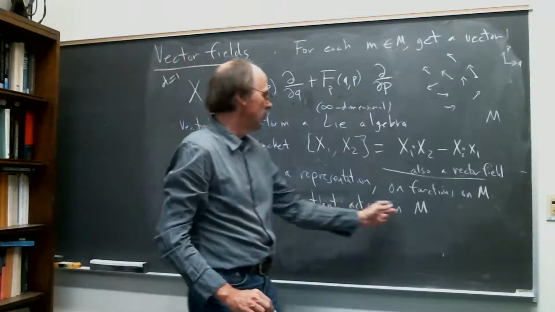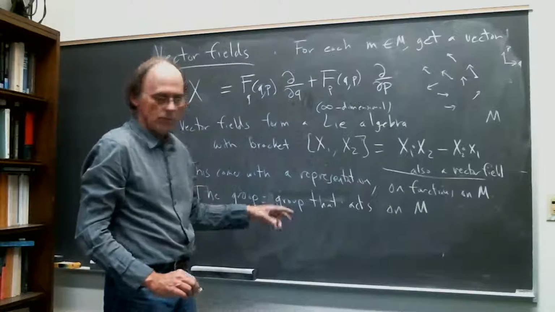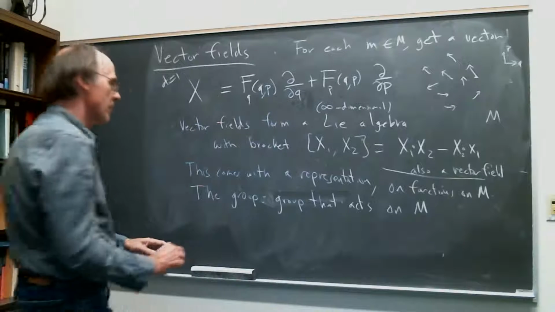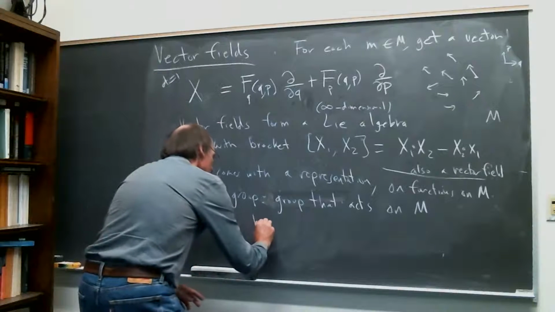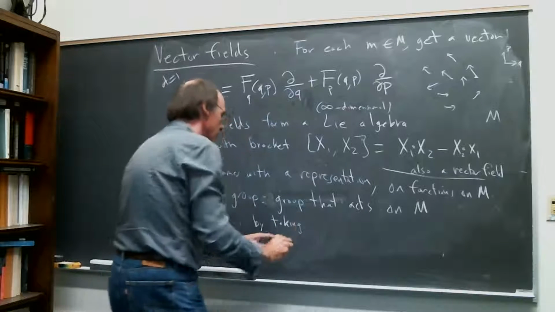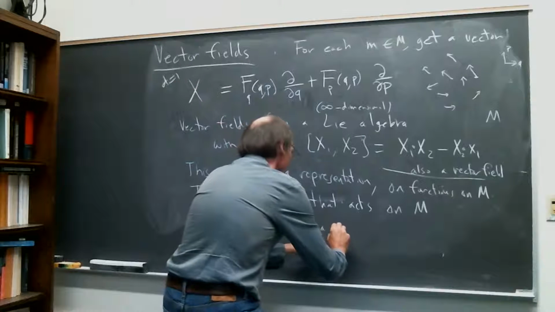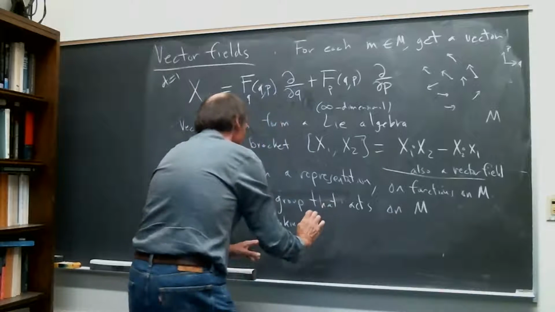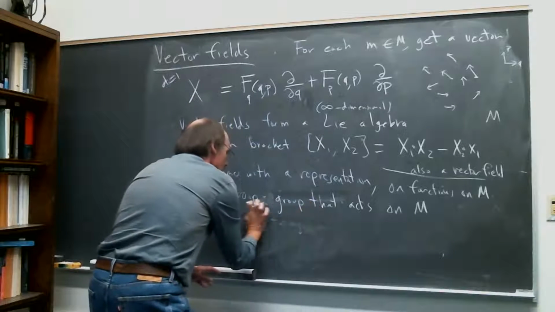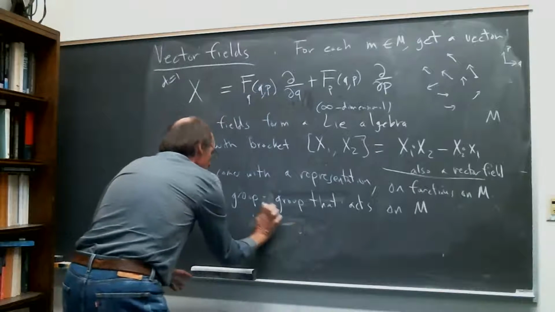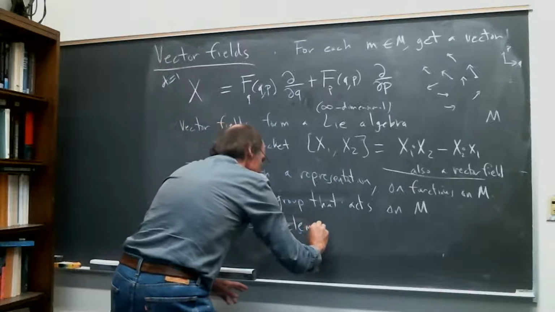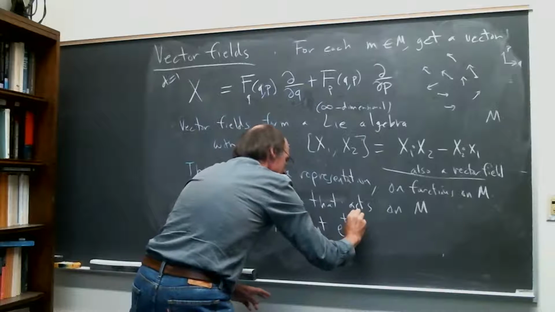So an M by taking a point by X on M with a group element e to the t x.